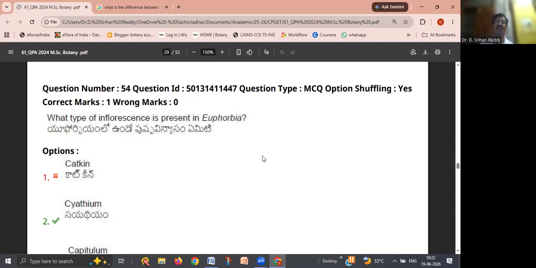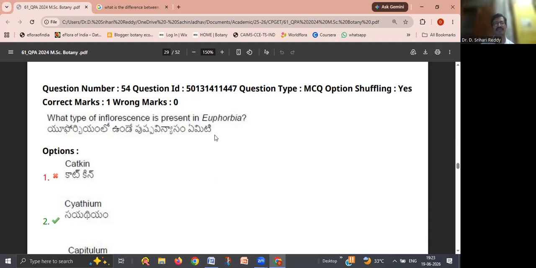And one more genus is Acalypha. Acalypha also belongs to the family Euphorbiaceae. Jatropha, you should remember that plant is famous for biodiesel production. So Euphorbia, Acalypha, Jatropha are the important plants which belong to the family Euphorbiaceae. And what is the inflorescence of Euphorbia?